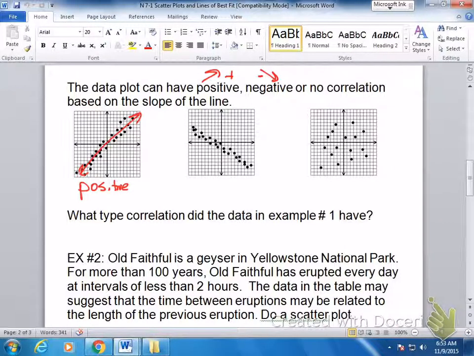The next one also looks like I could draw a line through it, maybe about right here. But once I draw my line, it's going down and to the right, making it a negative correlation. Now, if I look at the last one, I could draw tons of lines. Maybe that one, maybe that one. It could be straight across like this. I really don't know. So since it doesn't look like it's positive or negative, this is no correlation.